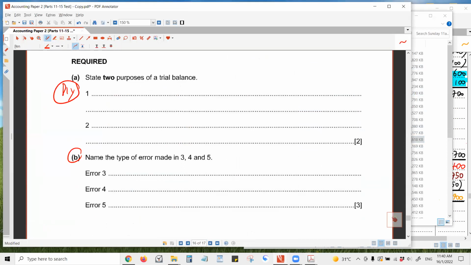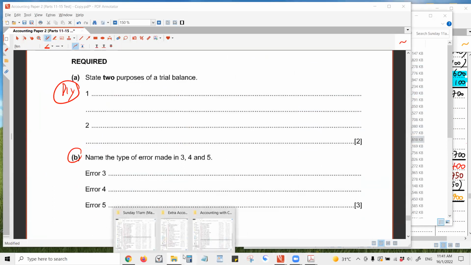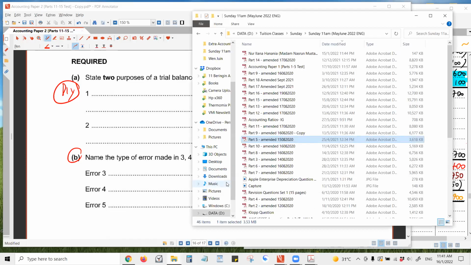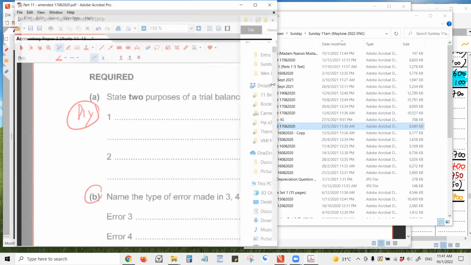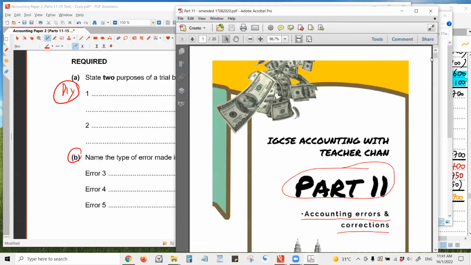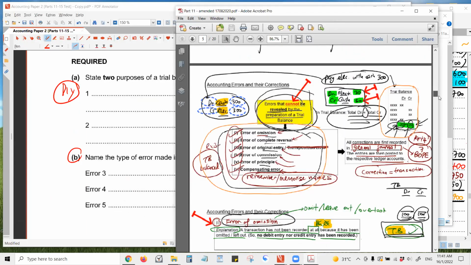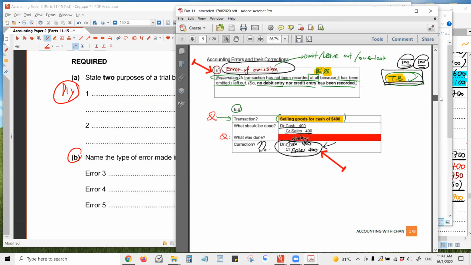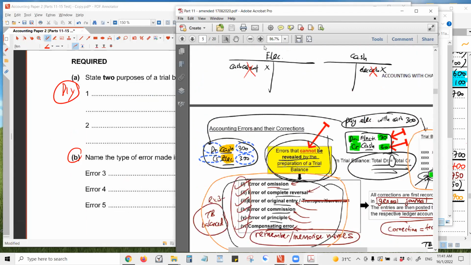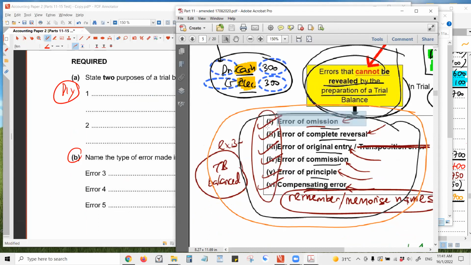Question B, types of errors. This is important. Before you can do this question, you must remember all the names. There are a total of 6 names of errors to remember. What are they? You can look at chapter 11 that you have learned with me. They are all here. Okay, omission, complete reversal, original entry, commission, principle, compensating error.